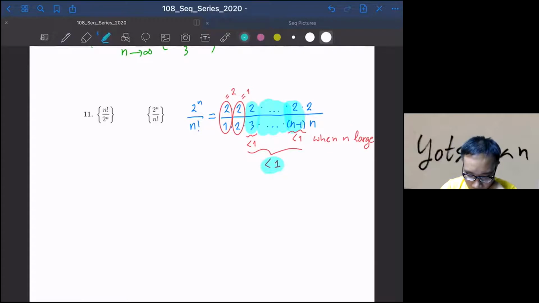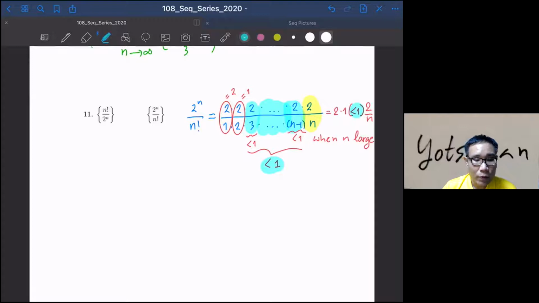And the yellow part stays 2 over n. So we're going to combine everything together. How could we do that? It's going to be this part multiplied with the yellow part and multiplied with the blue part. So this will become 2 times 1 times something smaller than 1, times 2 over n.